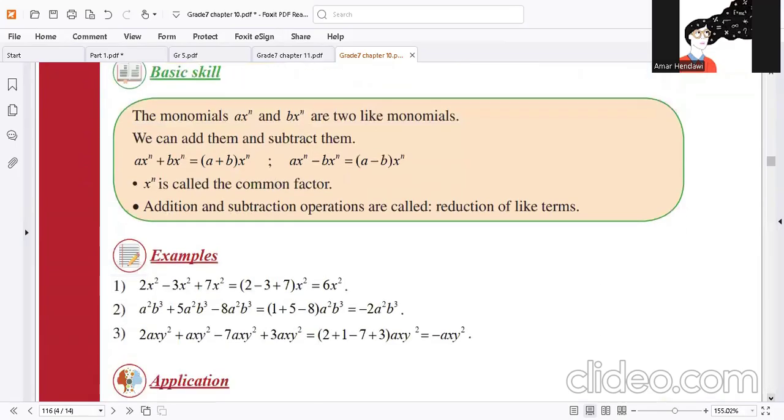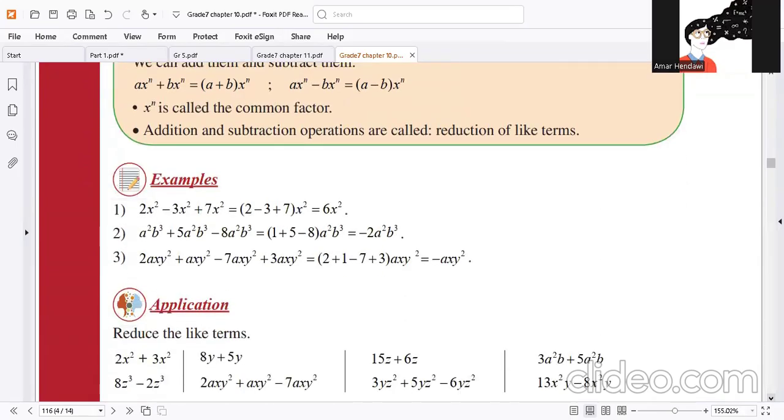Now let's see how we add two monomials or many monomials that are like monomials. Let's see this example. We have 2x squared minus 3x squared plus 7x squared. They have the same literal part, but they have different coefficients. So what we have to do, we keep the literal parts the same, and we only add or subtract the coefficient.